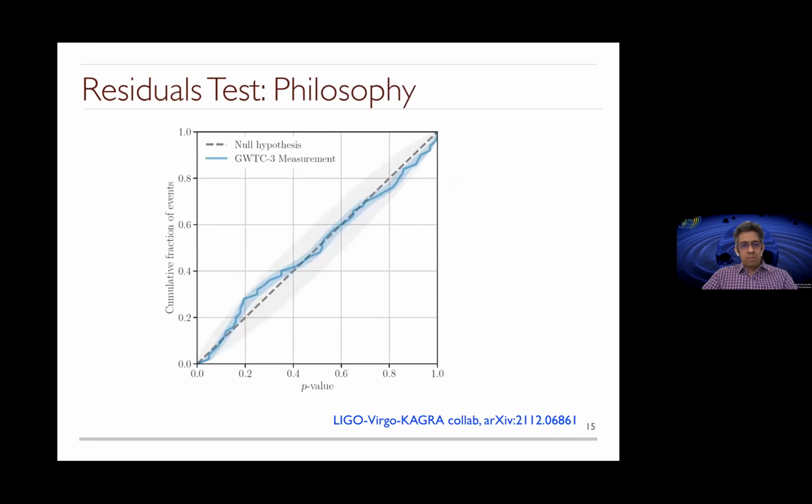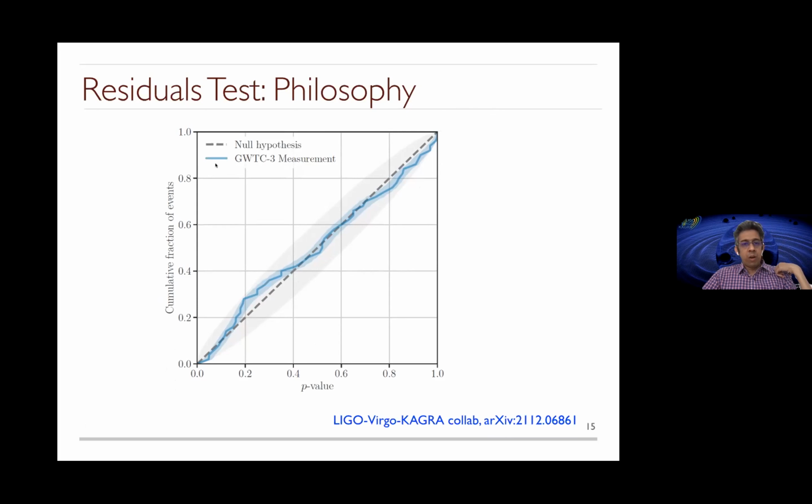And a more rigorous way of showing the same thing would be, on the entire population, to get a p-value versus cumulative fraction of events plot. That is what is shown here. And if the p-value is uniform between 0 and 1 for the entire population of events, you would expect the null hypothesis to lie along this diagonal.